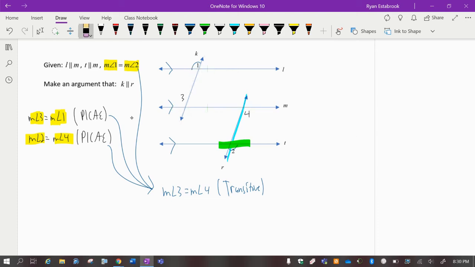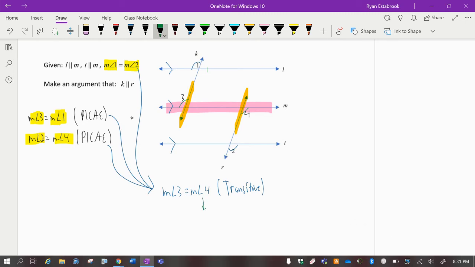Why is that significant? Let me clear up some of these highlighted regions here. Notice, line, line, I'm trying to get those parallel to each other. This serves as a transversal connecting them. And based off of their locations, 3 was equal to 4. That's great. Well, those are alternate exterior angles.